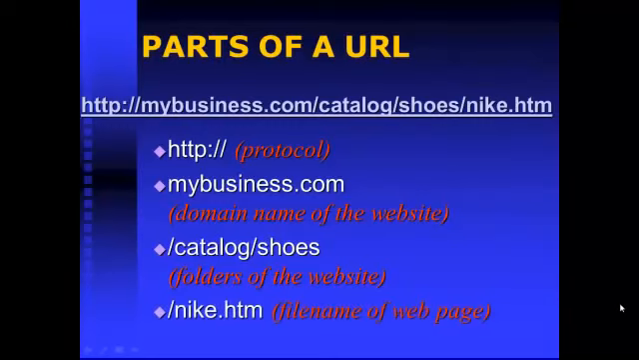And then inside the shoes folder is the last part, Nike.htm. That is where the file was actually created, probably showing the Nike shoes that they had for sale. They created that page. They saved the file, called it Nike.htm, and they saved it inside the shoes folder, which was inside the catalog folder on the web server that housed the domain called mybusiness.com.